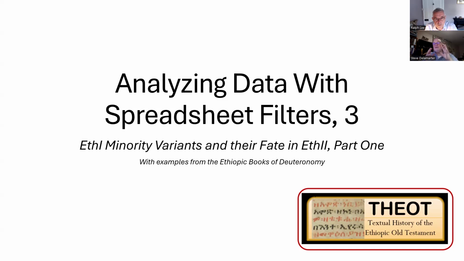In this video, then, we'll be applying this capacity of spreadsheets to a question that emerged for us about ETH1 minority variance, or minority variance in the ETH1 period, the 14th to the 16th century, and then what happens to those minority variance from the ETH1 period when we get into the ETH2 period. And it's going to take 2 of these videos to fully explore that. So we'll just get started here with part 1. And we'll be looking at examples from the book of Deuteronomy.